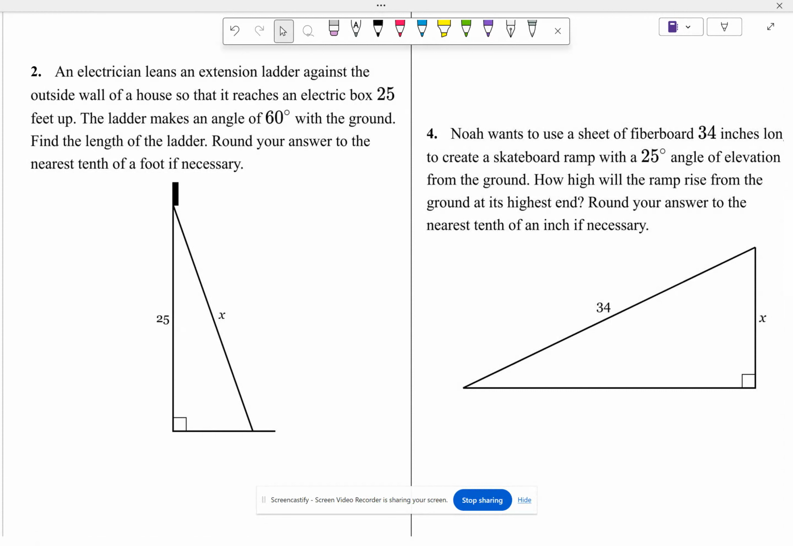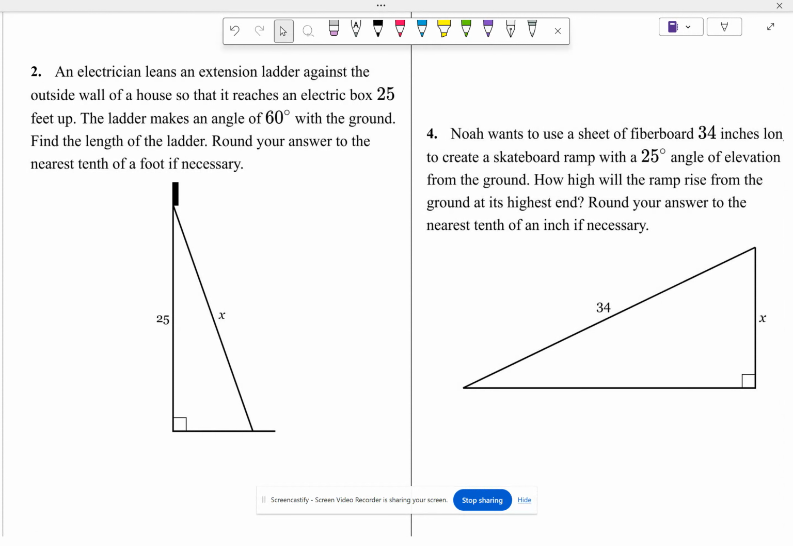So question number 2, an electrician leans an extension ladder against an outside wall of a house so that it reaches an electric box 25 feet up. So in my brain, I'm like, okay, there's a ladder, there's an electric box. All right. The ladder makes an angle of 60 degrees at the ground. Find the length of the ladder. Round your answer to the nearest tenth of a foot if necessary. Now, this question provides me a picture, so I just need to fill in some of the blanks.